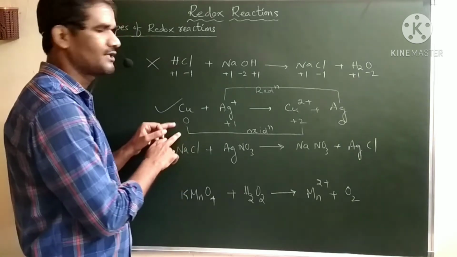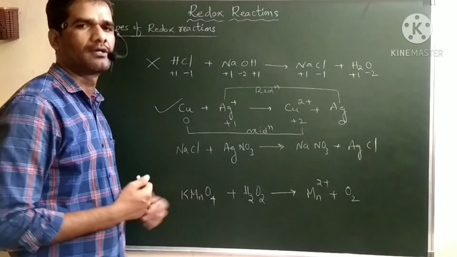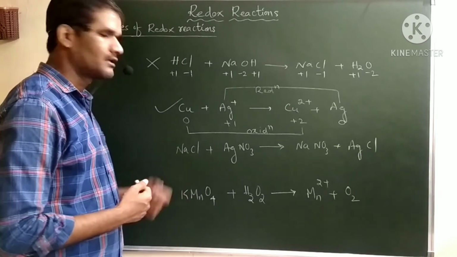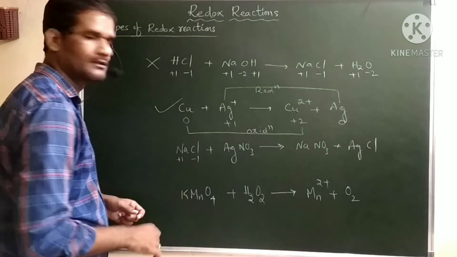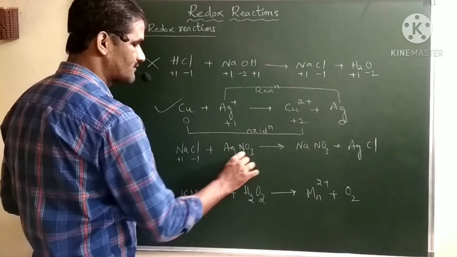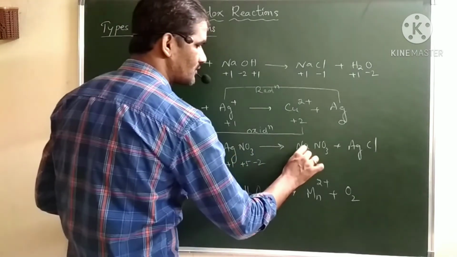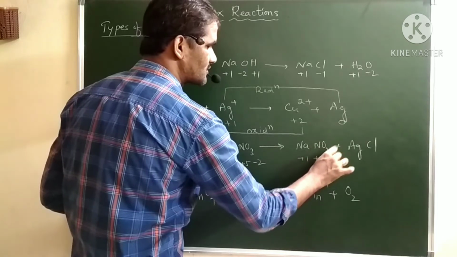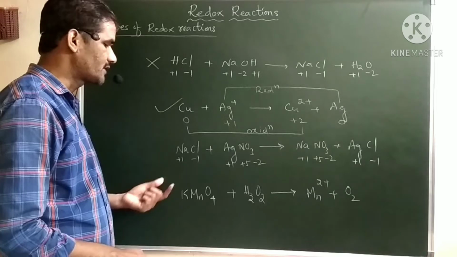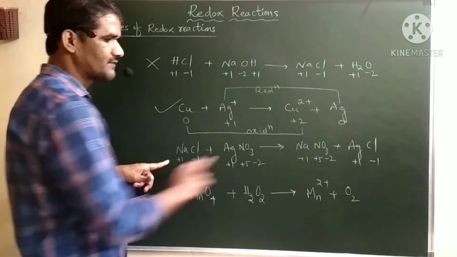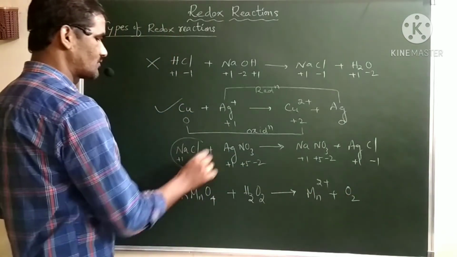Simple: by identifying oxidation states, we have to check whether the oxidation state is changing or not. Similarly, the third case. Here in NaCl, sodium +1, chlorine -1. In AgNO3, silver +1, nitrogen +5, oxygen -2. In NaNO3, sodium +1, nitrogen +5, oxygen -2. In AgCl, silver +1, chlorine -1. Again you check the change in oxidation state. Sodium +1 to +1, chlorine -1 to -1, so no change in sodium chloride.